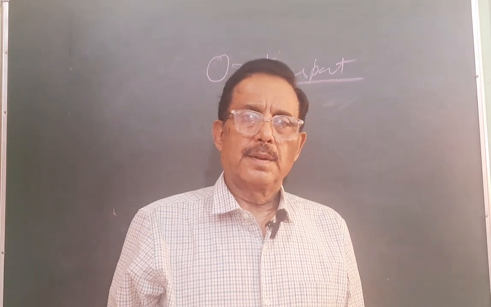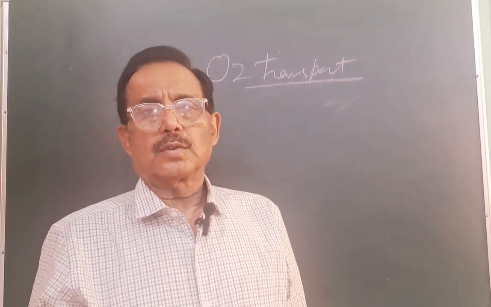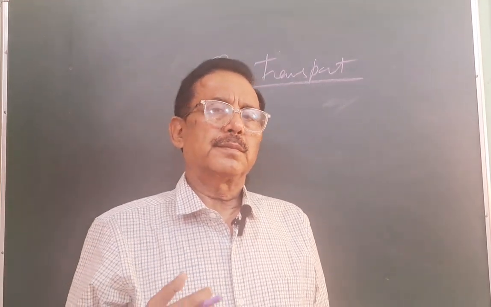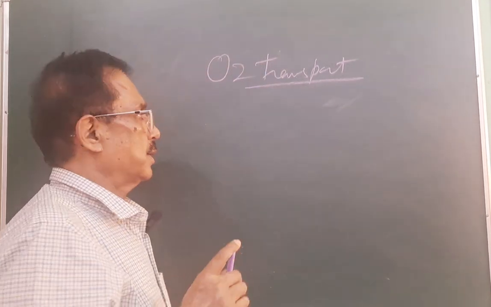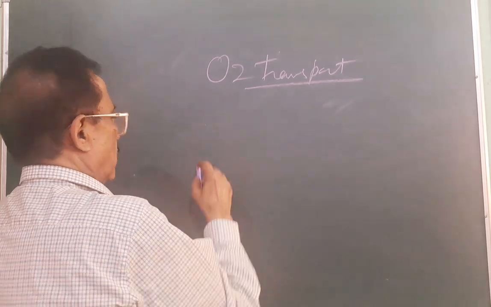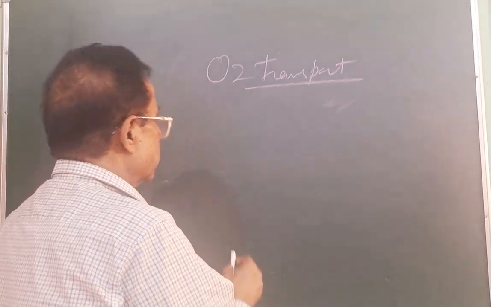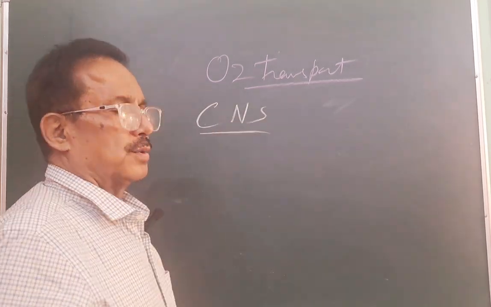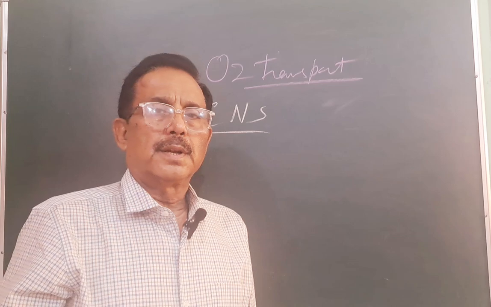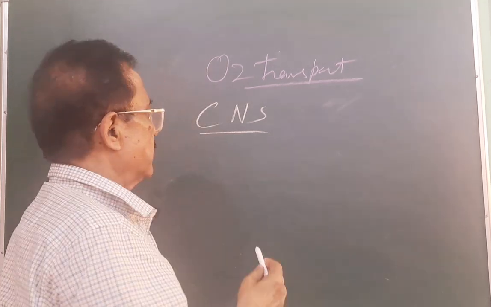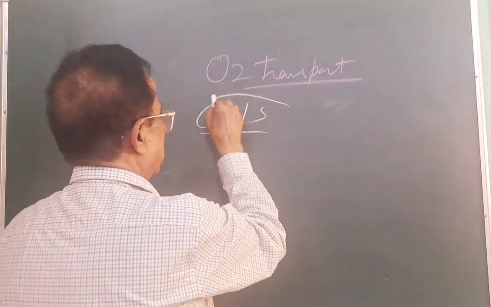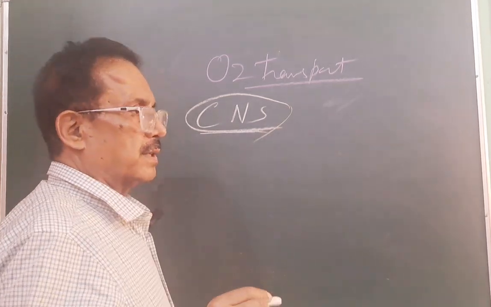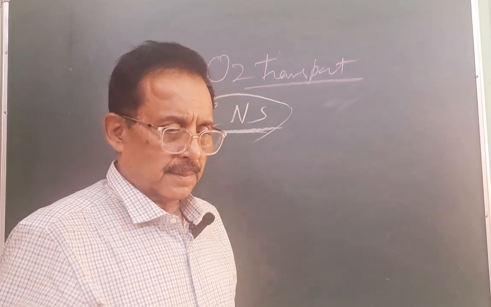Tissues are very sensitive to oxygen deficiency. There are some variations in sensitivity to the deficiency of oxygen. For example, oxygen deficiency in central nervous system neurons will cause damage to neurons very rapidly, within minutes. Within 3 to 5 minutes, there may be irreversible damage to the tissue. Therefore, a continuous supply of oxygen is a must.